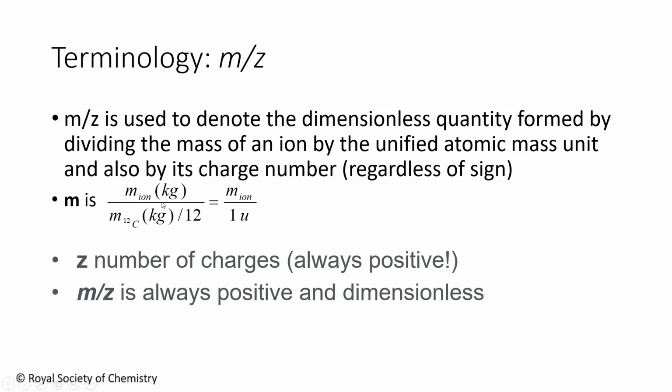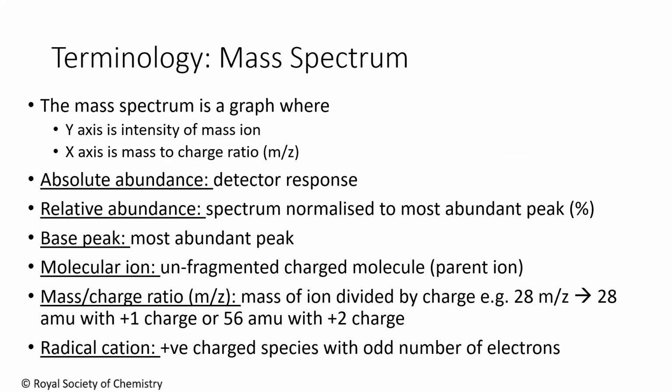And that is your M over Z, where M is the mass of the ion relative to carbon-12, and Z is the charge. Oftentimes, your Z is positive when we talk about positive ions, and it's always 1 unit. So most times, the M over Z is actually the mass of the ion, because Z is almost always plus 1. So your M over Z will always be your mass.